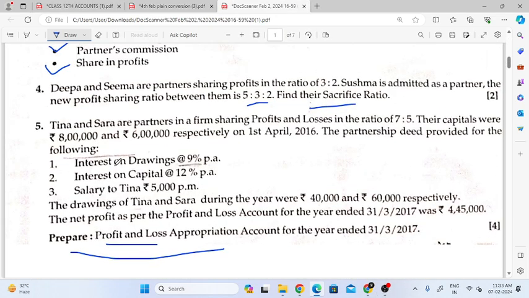Then the first thing they have given is their capitals, 8 lakh and 6 lakh. So of course we have to find out interest on capital. Interest on partners' capital they have given as 12% per annum. So interest on capital is 8 lakh multiplied by 12%, which will give us 96,000 for the first one, Tina.